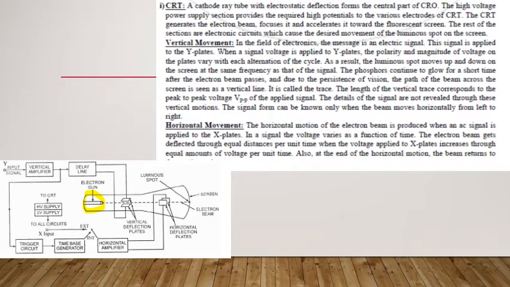This is called trace. The length of the vertical trace corresponds to peak-to-peak voltage, VPP. The details of the signal are not revealed through this vertical motion. The signal form can be shown only when the beam moves horizontally.